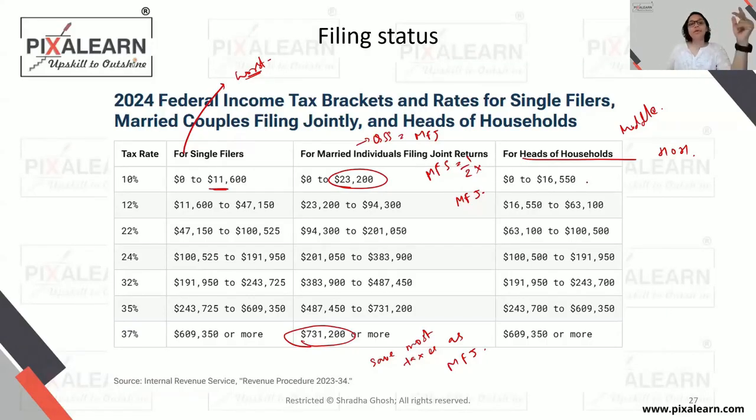And remember the custodial versus non-custodial parent. It's only the custodial parent who can claim the HOH status, never the non-custodial parent. Even if the dependency is being claimed by the non-custodial parent, the HOH status can only be claimed by the custodial parent. Okay, so that is as far as filing status is concerned.